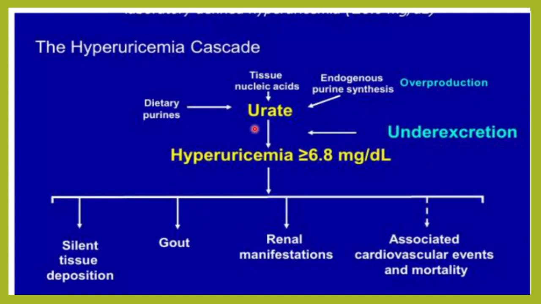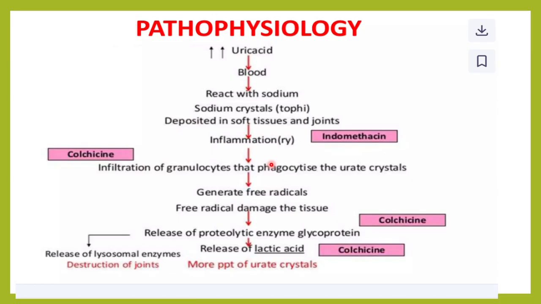So I have told you this hyperuricemia can cause silent tissue deposition. There will be no symptoms at all. It can cause manifestation like gout. It can cause renal manifestation, cardiovascular manifestation, brain manifestation, insulin resistance, heart issues, diabetes, obesity. All this can develop because of hyperuricemia.